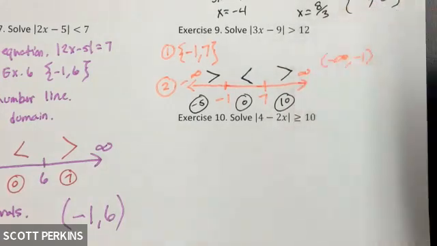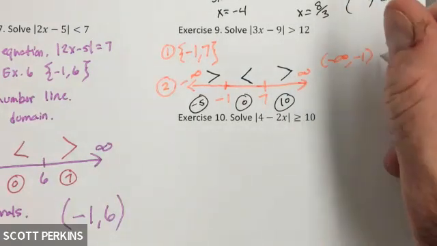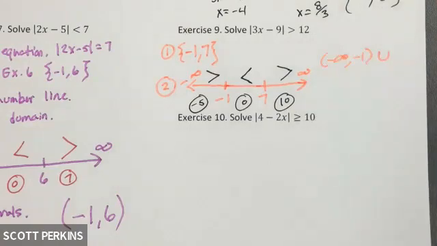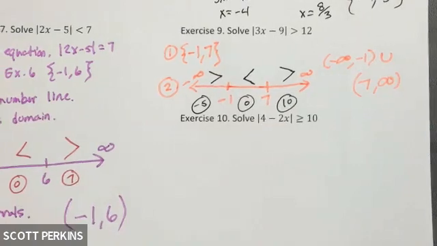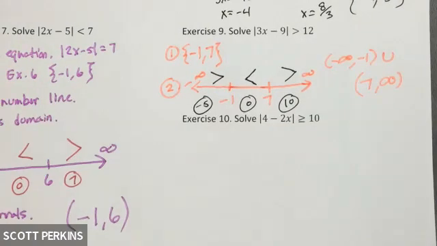-infinity to -1 with a parenthesis because there's no equality. Union. Perfection, 7 to +infinity. So there are 2 intervals that produce values bigger than 12. Any questions? All right, on the last problem on this page, exercise 10, you have to do the whole thing. So you've got to find the answers to the equation, and then you've got to solve the inequality, please.